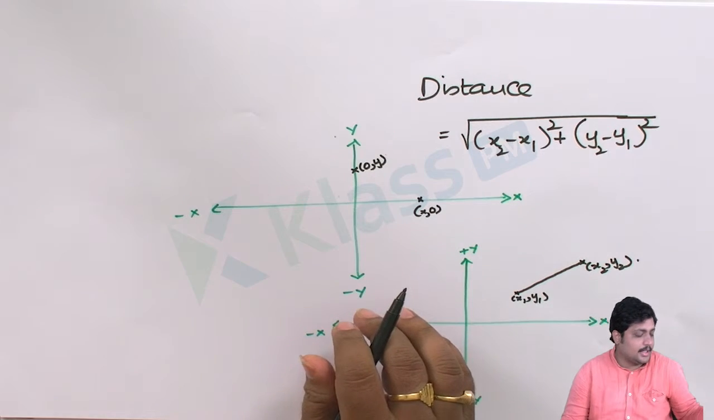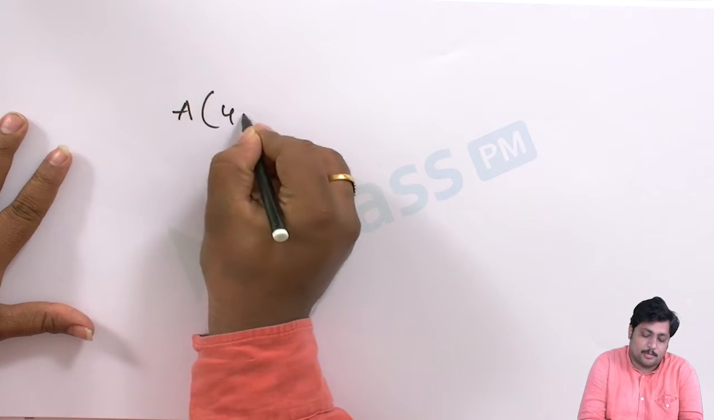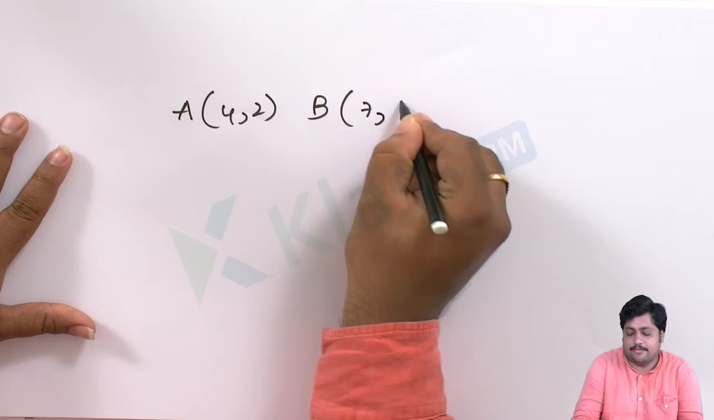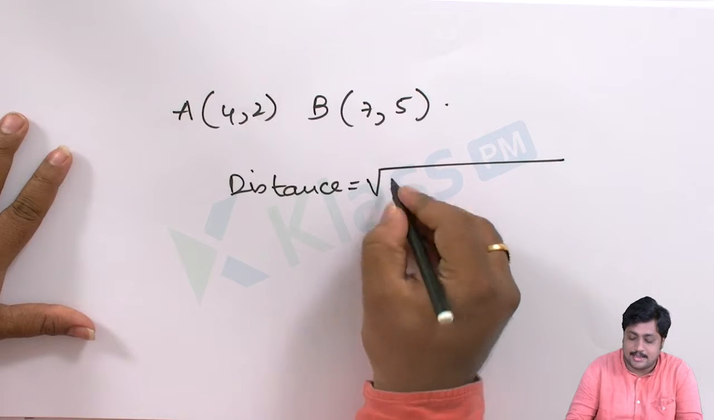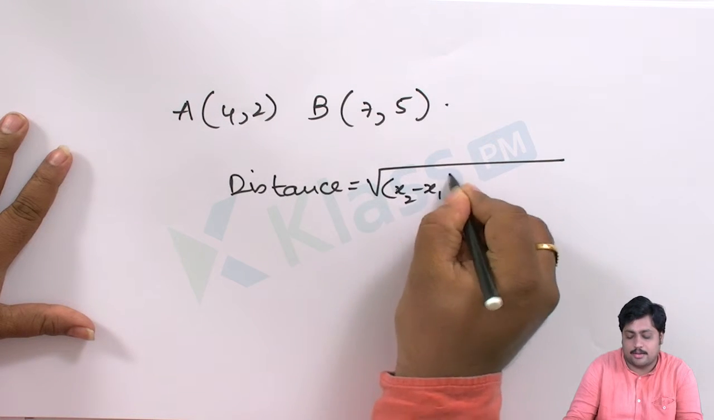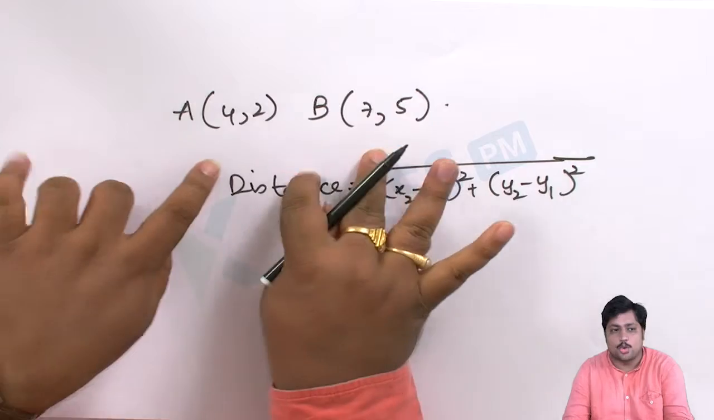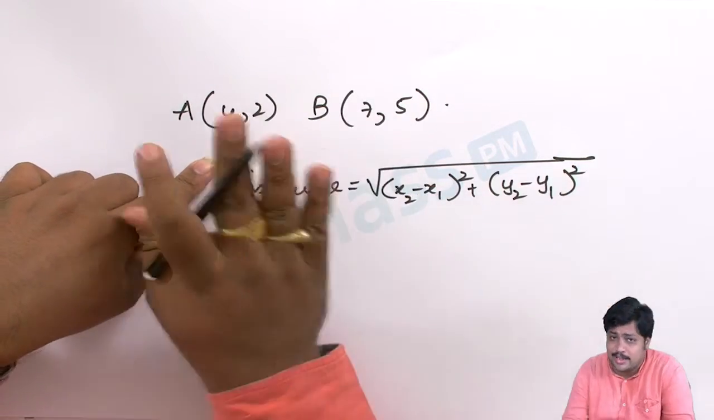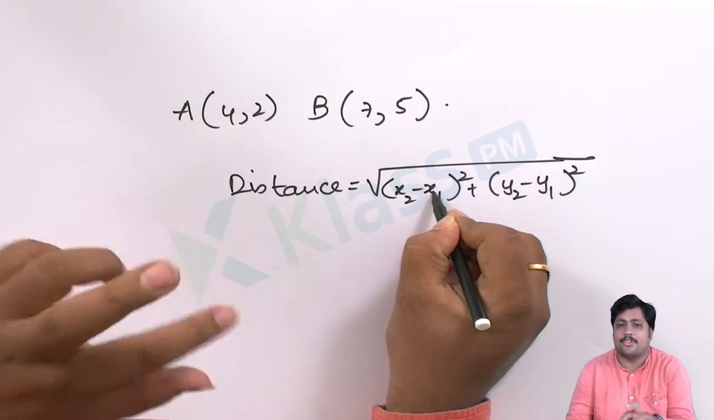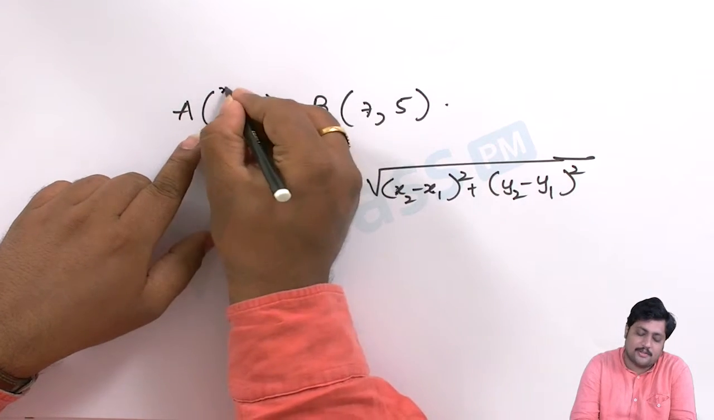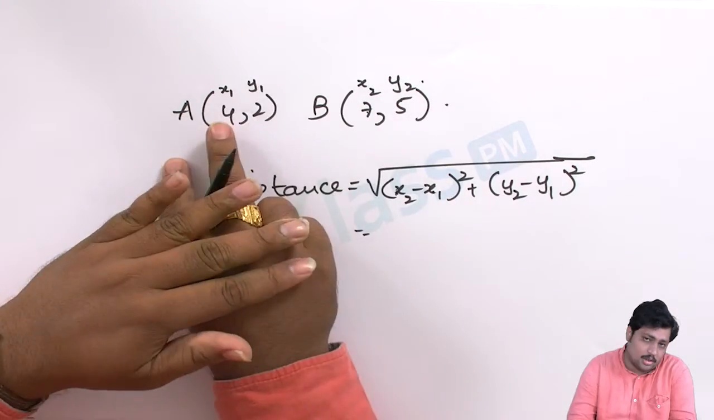Okay. So let us see how to find the distance between two points. There are two points, A (4, 2) and B (7, 5). The distance is as per the previous formula, that is the square root of (x2 minus x1) whole square plus (y2 minus y1) whole square. In these two points, you can consider either of them to be x1, y1 as well as x2, y2. That doesn't matter, because you are considering the difference, which is squared. If you interchange them, there will not be any problem.